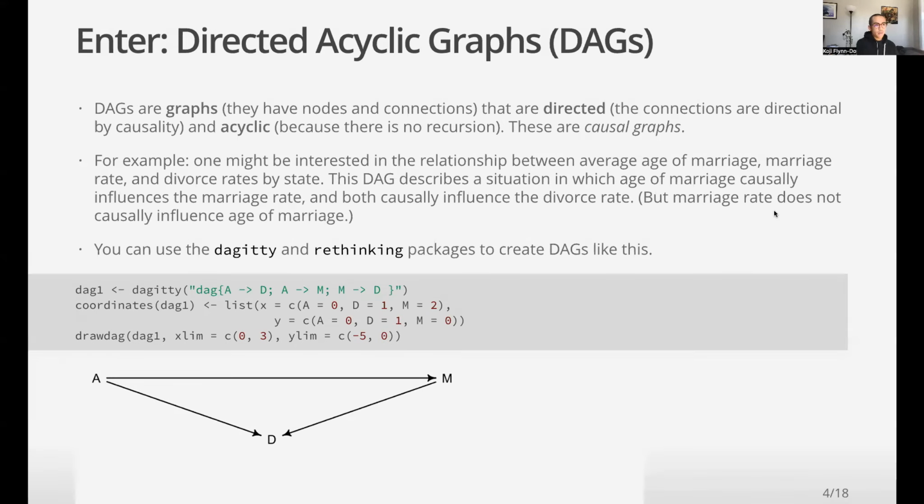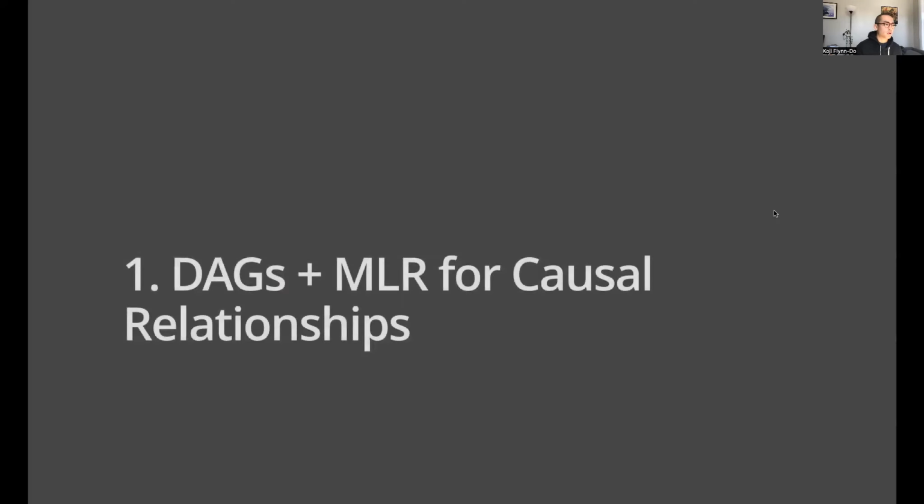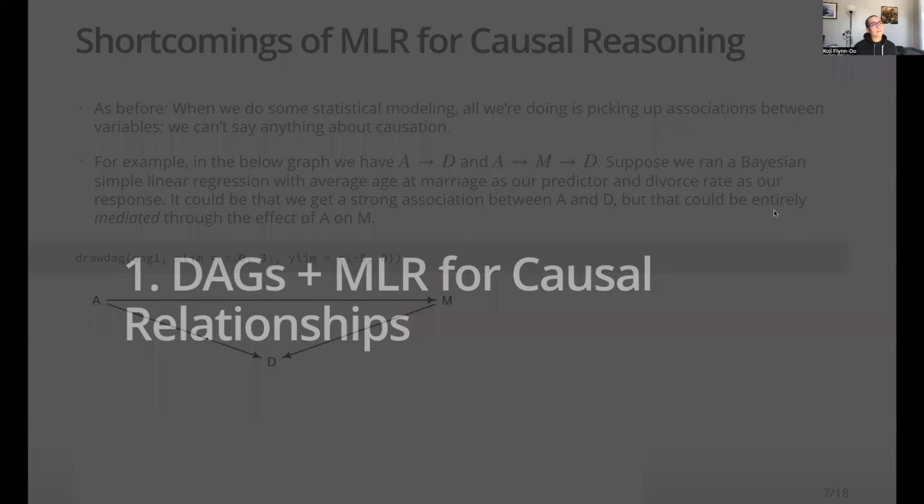So suppose you have this hypothesis. You think this DAG might be representative of reality, and you also think this DAG might be representative of reality. Well, how could you figure it out? How could we identify these causal questions using multiple linear regression? And that's the first thing I'm going to talk about, which is combining directed acyclic graphs with multiple linear regression models from a Bayesian perspective to infer causal relationships.